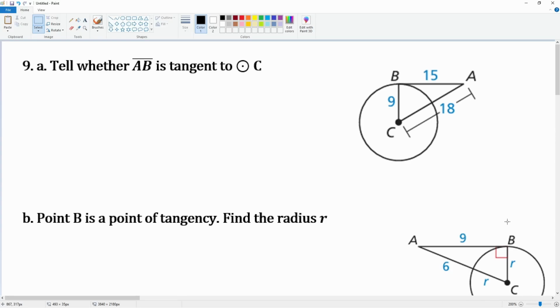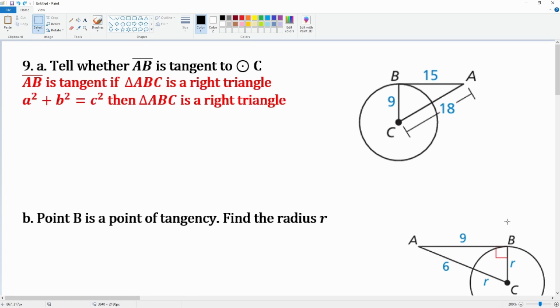Okay, here we have question 9. You're going to first tell if the segment AB is tangent to the circle of C. First, you have to notice that the segment AB is tangent to the circle if triangle ABC is a right triangle. What is true is, if a squared plus b squared is equal to c squared, then ABC is a right triangle. So all you have to prove is a squared plus b squared equals c squared.